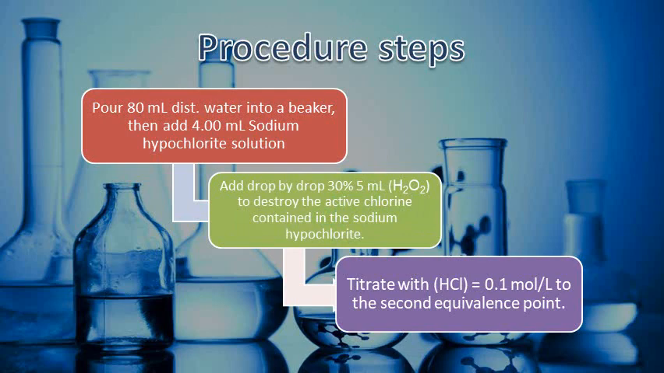First of all, pour 80 ml of distilled water into a beaker and then add 4 ml of the sodium hypochlorite solution to it. Then add drop by drop 5 ml of 30% hydrogen peroxide to destroy the active chlorine contained in the sodium hypochlorite, because the active chlorine interrupts our process and disturbs the results. So next, titrate the solution with the HCl, that is 0.1 mole per liter, to the second equivalence point.